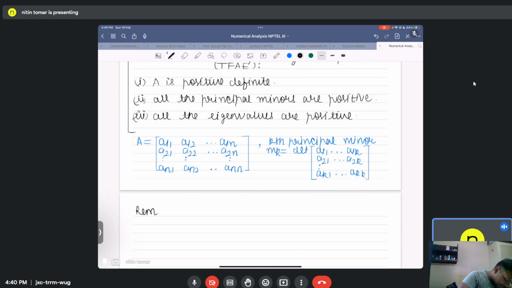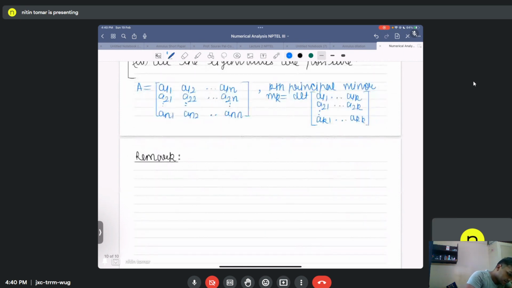So what do the remarks say? I'll write a few remarks, and you will say whether or not you agree. First, let A be a positive definite matrix. Now you know the principal minors and all those things are positive.